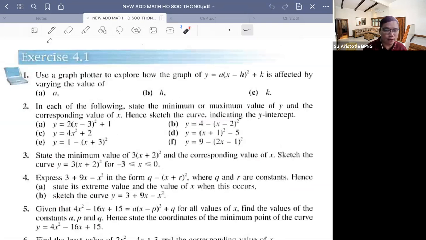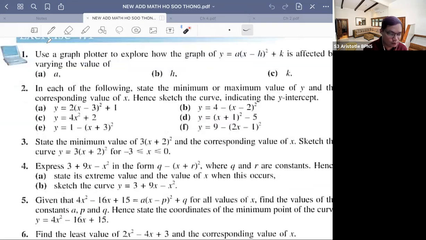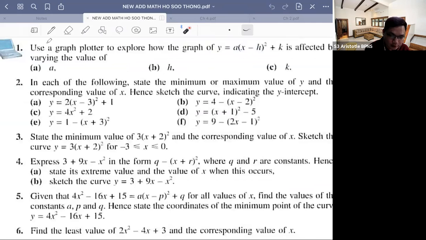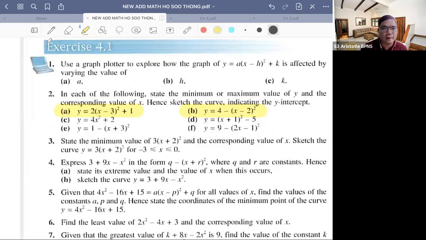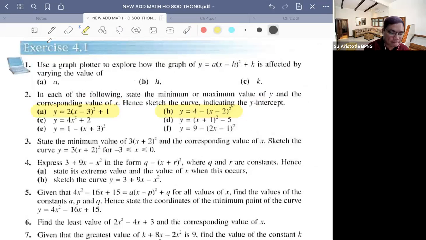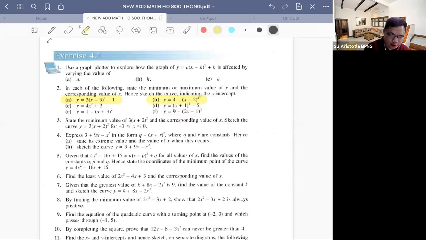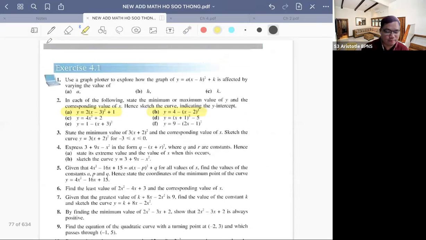So let's go to number 2. All right. Do you have your books? Okay. So let's answer letter A and letter B. Okay, let's do letter A first together. Is it the A maths book, sir? Yes, A maths. This is the A maths book. Page 67. Okay. Page 67.